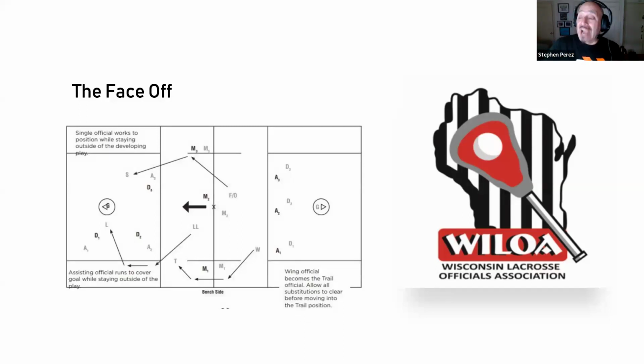There's a couple of things that are happening on face-offs that we need to wait. Why do I have a two-man one here? All right, I put the wrong slide up. So we have three-man mechanics. There's a couple of different opinions.